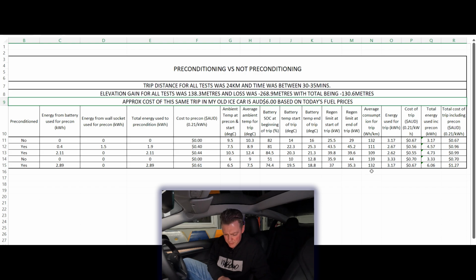You can see at the end I did precondition, and I got 132 watt hours per kilometer, but I can go back here and explain that. The regen wasn't too bad, 35.3. The battery temp at the start of the trip was 19.5, so very similar to some of these other more efficient trips, but the ambient temperature was low. That was a reasonably cold morning. That was the coldest average ambient temperature for the trip, and that explains why that one was just as inefficient as that trip there.